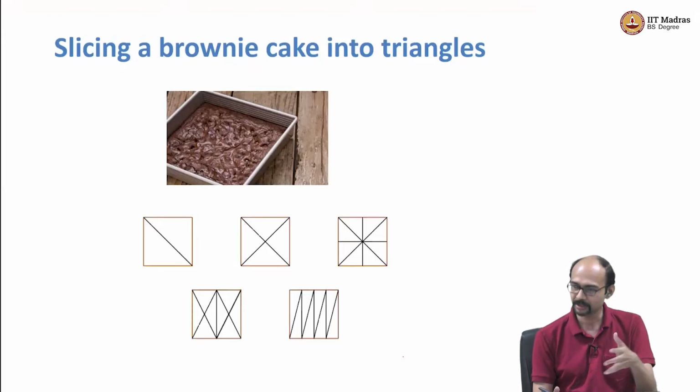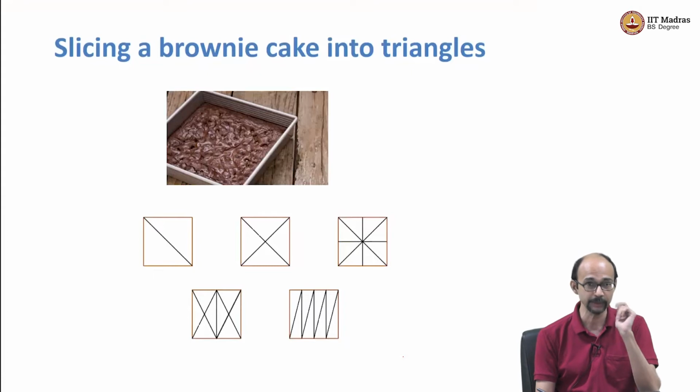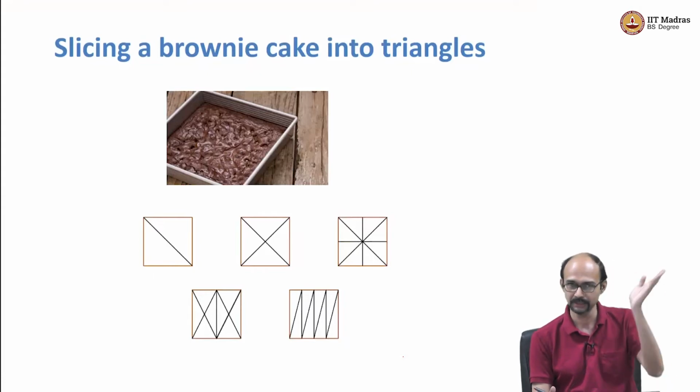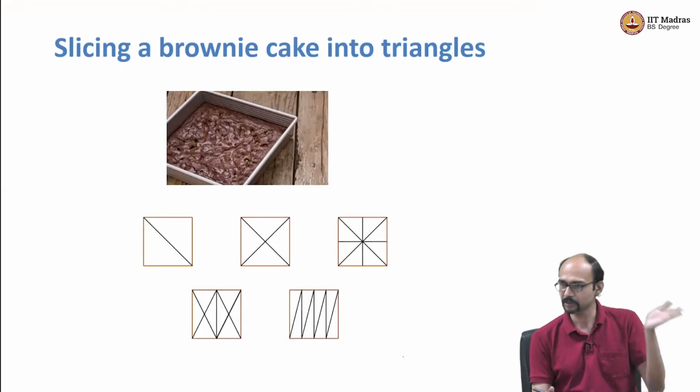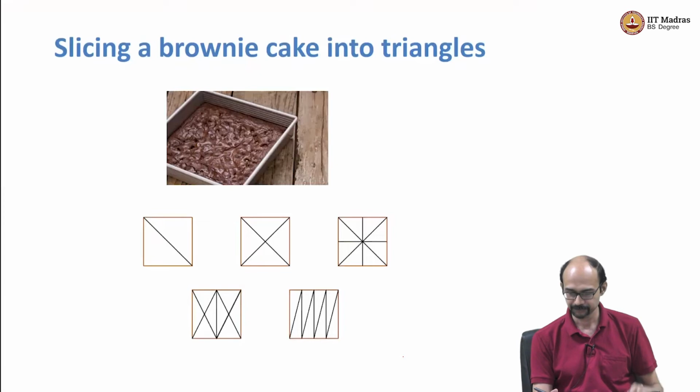So here are some ways of cutting into equal triangles, they all have equal areas. You can slice it down a diagonal, there are 2. You can do the same thing with the other diagonal, there are 4. You can cut the sides, there are 8.